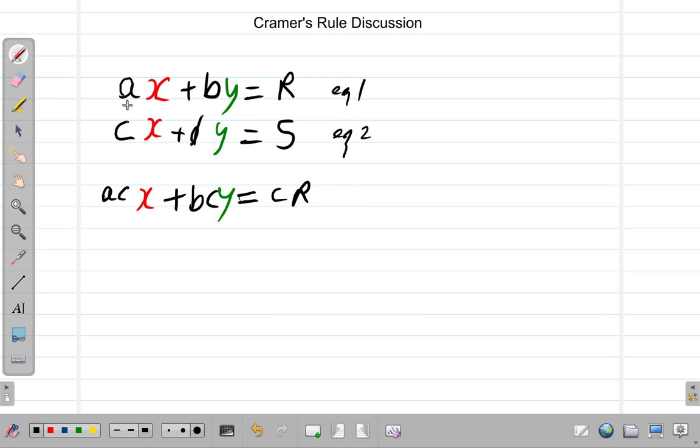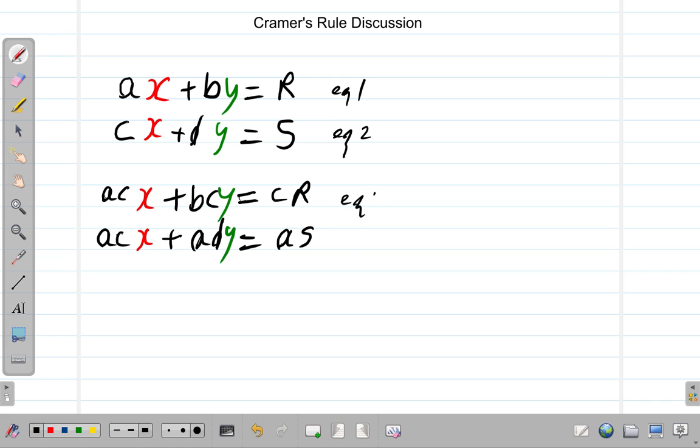Then we have equation 2 by A. So we have ACX plus ADY equals A times S, so we have AS.